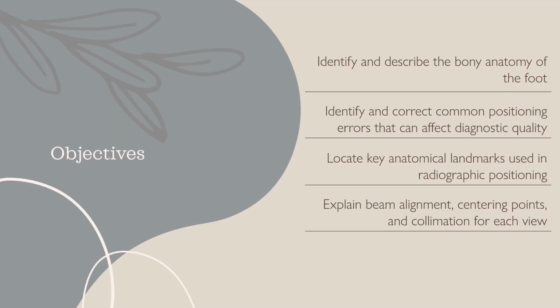After this presentation, you will be able to identify and describe the bony anatomy of the foot, identify and correct common positioning errors that can affect diagnostic quality, locate key anatomical landmarks used in radiographic positioning, explain beam alignment and centering points, and collimation for each view.